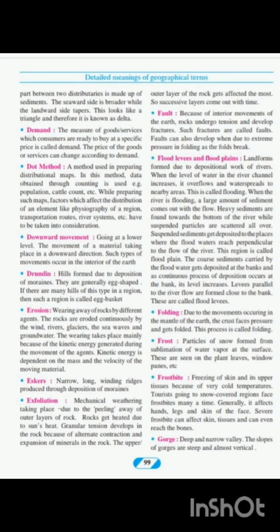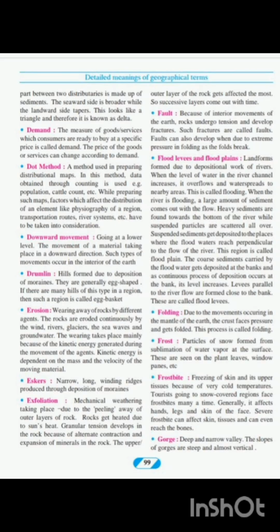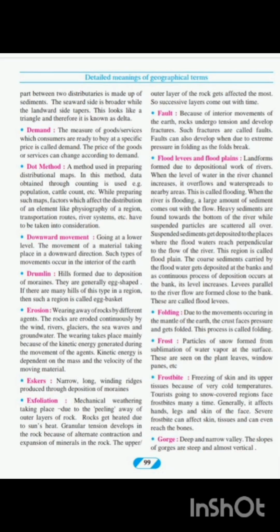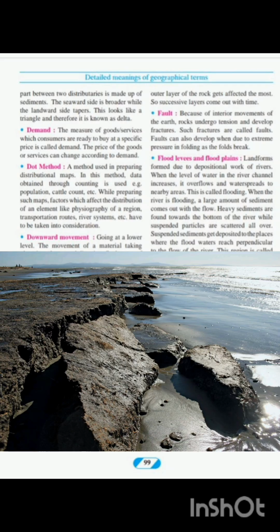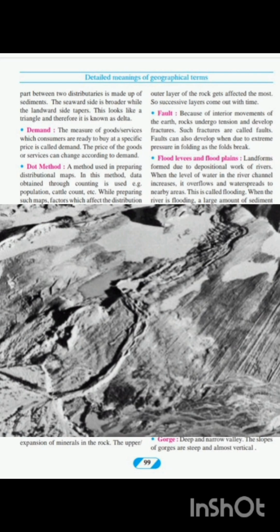The number one definition is dot method in geography. It is a method used in preparing distributional maps. In this method, data obtained through counting is used, like population, cattle count, etc. While preparing such maps, factors which affect the distribution of an element, like physiography of a region, transportation routes, river system, etc., have to be taken into consideration.